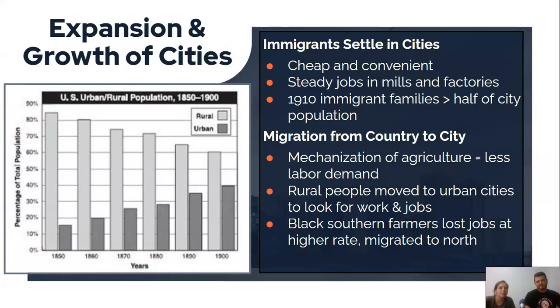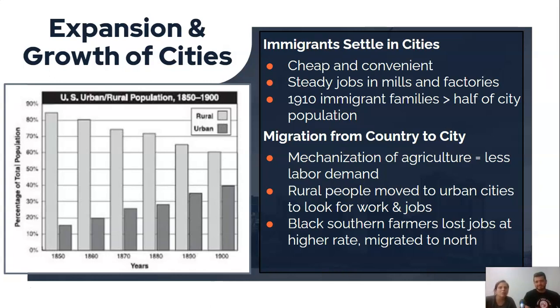So cities are going to expand quite rapidly during industrialization as factories are built. As businesses open up and there are more jobs available, more people are going to move into the cities to work those jobs. That makes sense, right? All right, so immigrants are going to settle in cities.